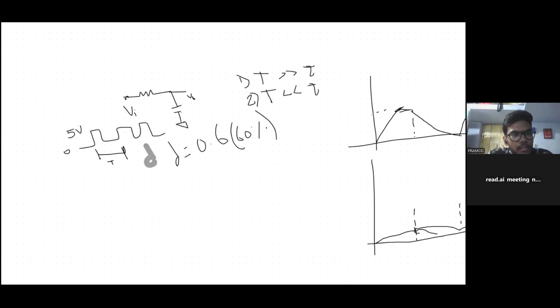If it is 60%, there is a DC value that is greater than 2.5, definitely. Then what is that value exactly? Just do some rough work.